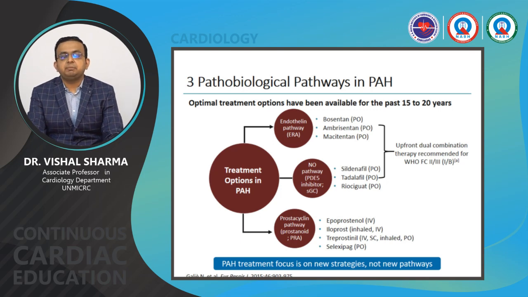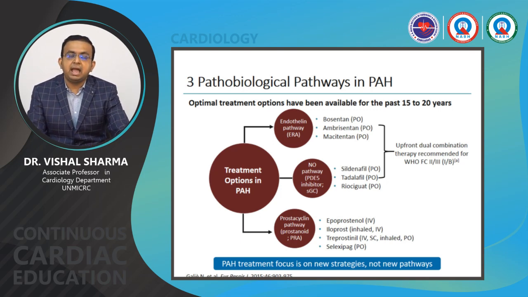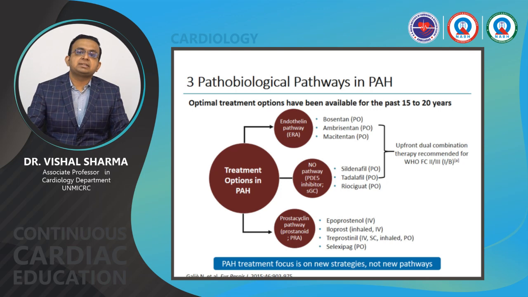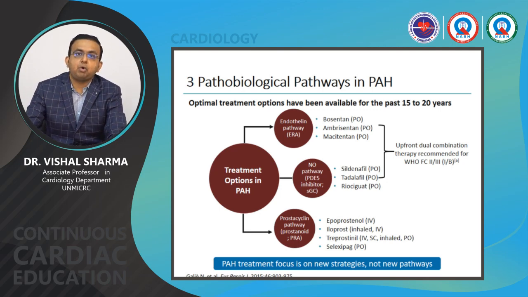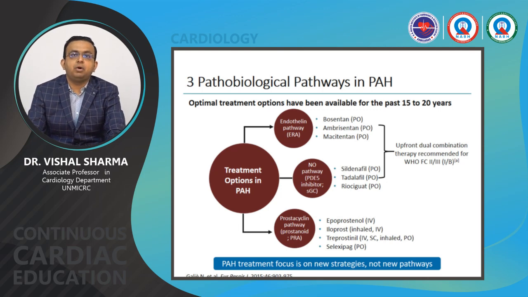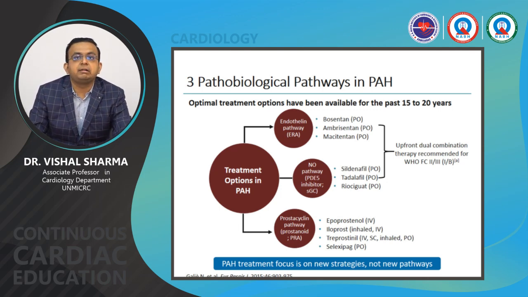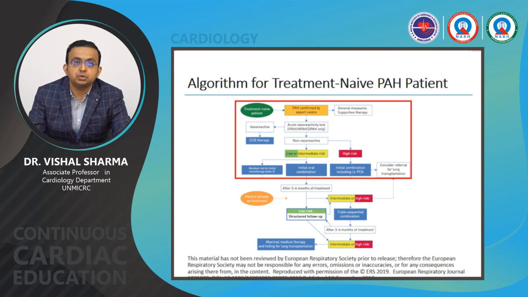And finally, the prostacyclin pathway, which includes the IV prostacyclins and an oral selexipag, which acts on the receptor of prostacyclin. So this is how the specific therapy for pulmonary arterial hypertension has been divided into 3 major groups. It is based on the 3 major pathways which are involved in the pathobiology of pulmonary arterial hypertension. So now let's dive into the algorithm.